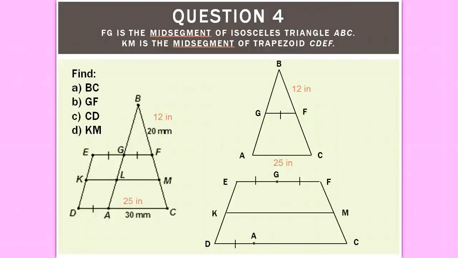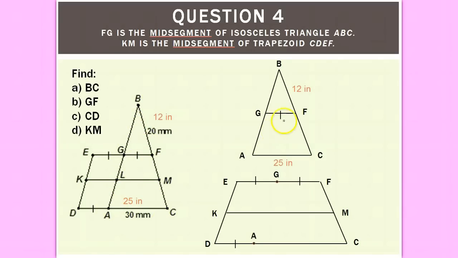Hi, I just wanted to go over question 4 with you as well since we didn't get to that in Class Connect. And question 4 says, FG is the mid-segment of isosceles triangle ABC. And this is the original picture, similar to the picture you'll have. If you look at FG, that's right there. And it's the mid-segment of isosceles triangle ABC, this triangle right here.